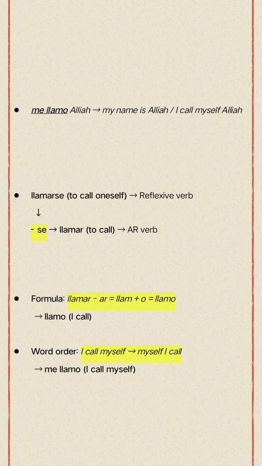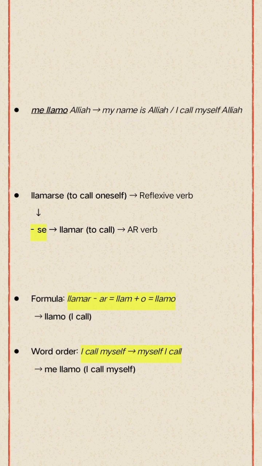Let's study the verb llamarse. Llamarse is a type of reflexive verb, and most verbs that end with se are reflexive. If we remove the se, we get llamar, which is a type of ar verb. Now, let's recall how to conjugate ar verbs. As we discussed, we remove the ar ending and add different endings according to the subject. For I call, our formula would be llamar minus ar equals llam, then plus o equals llamo. Therefore, we have llamo, which means I call.